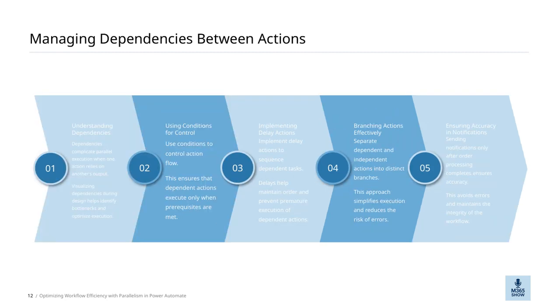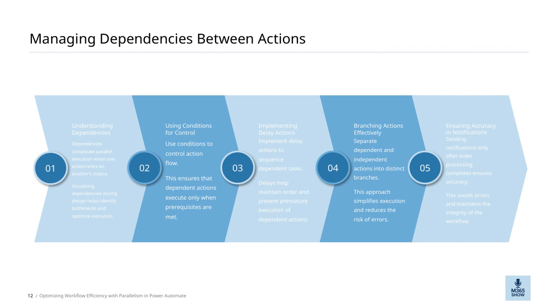Let's talk about managing dependencies between actions and how we can optimize workflow efficiency by leveraging parallelism in Power Automate. Dependencies can make parallel execution tricky, especially when one action relies on the output of another. That's why visualizing these dependencies during the design phase is so important. It helps us spot potential bottlenecks and find ways to streamline the process.